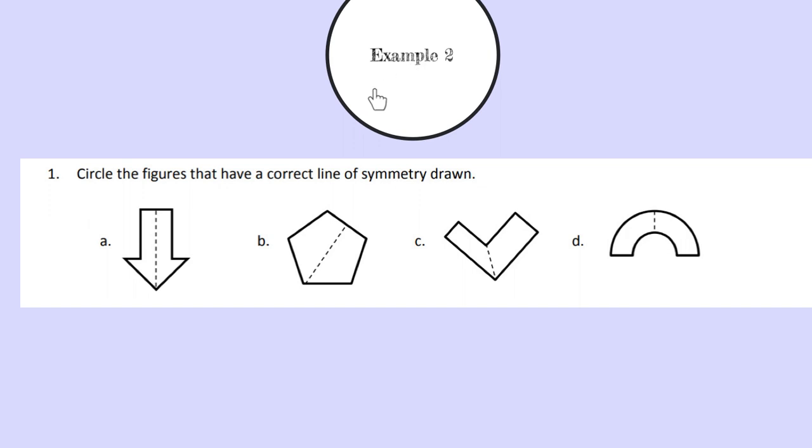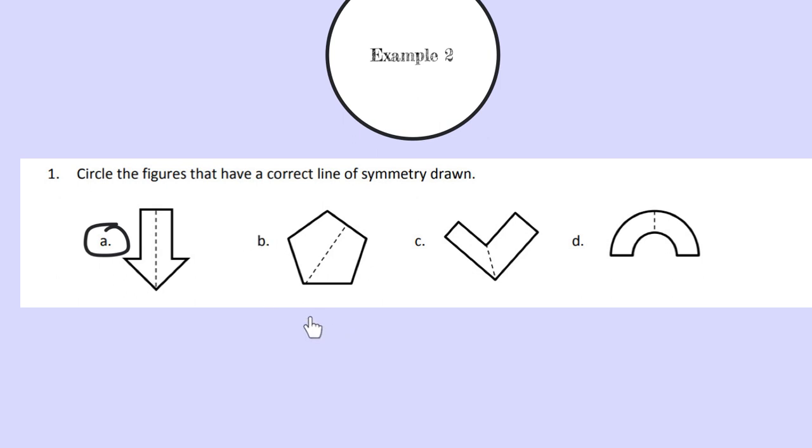Alright, now for example 2. Our directions tell us to circle a figure that has the correct line of symmetry drawn. So we're doing the same thing we did for our last example. Let's look at these shapes. This is an arrow, and our line of symmetry is right down the middle. If we were to fold this piece over the line of symmetry to this piece, we would get the same exact shape.